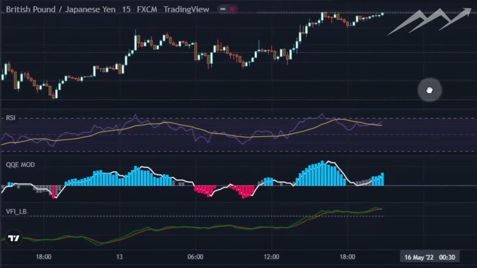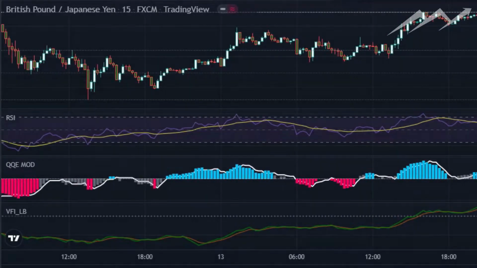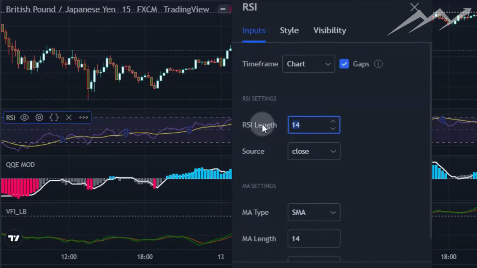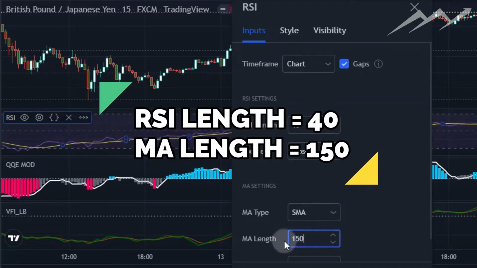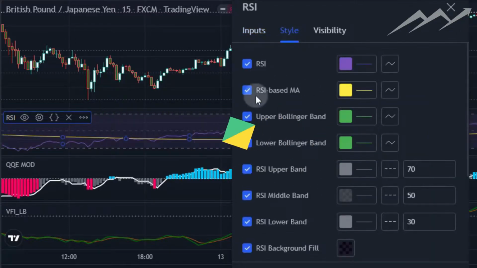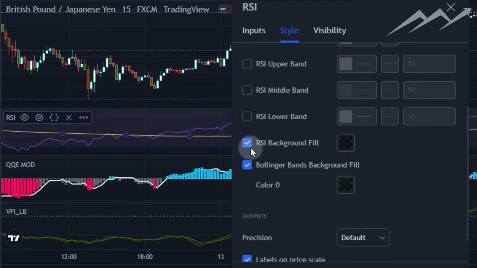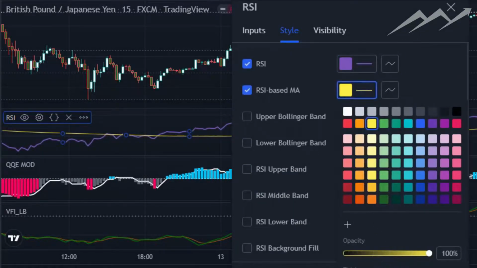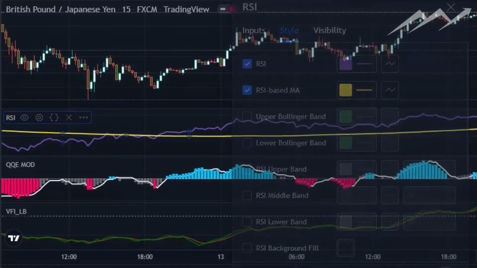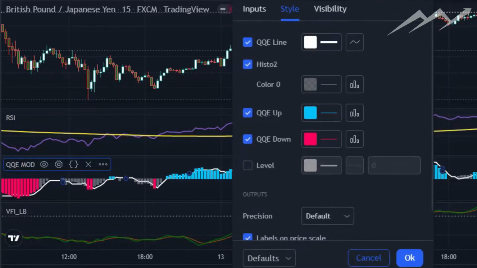Okay, so in order for this strategy to be complete we need to adjust these indicators first. So, let's double-click on this RSI indicator and change the inputs. We'll change this arrow length from 14 to 40 and this MA length from 14 to 150. In a style section we're going to remove everything except for this RSI and RSI-based MA. Now let's double-click on this QQE MOD indicator and get rid of this zero level.